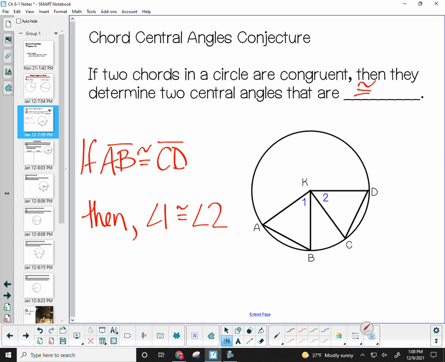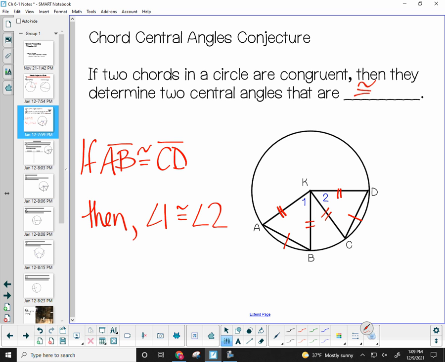So let's think about why this is. We'll write a formal proof for it in a minute, but let's think about why this is. We're given that AB is congruent to CD. The if part is our given. What's the nice thing about radii in a circle? They're all the same length, right? So that means that AK, BK, CK, and DK are all the same length.